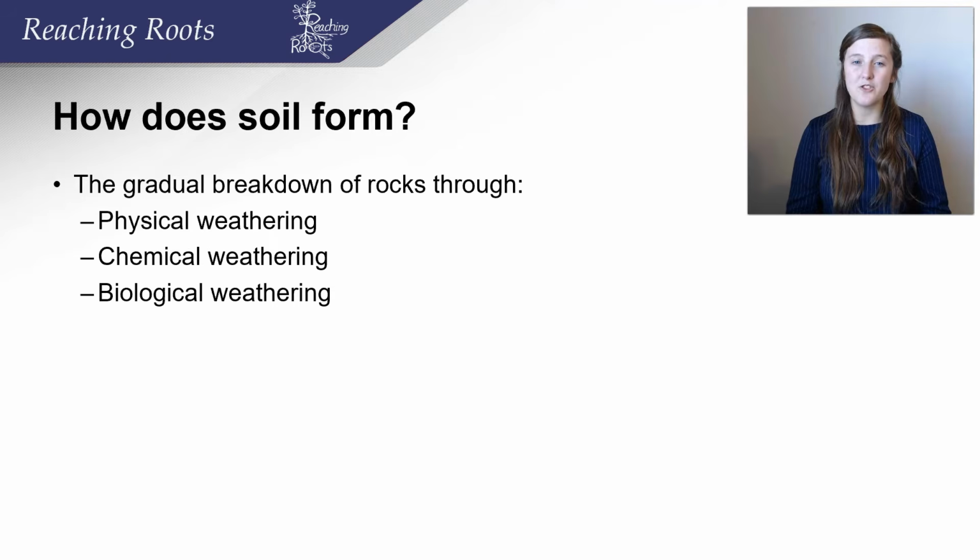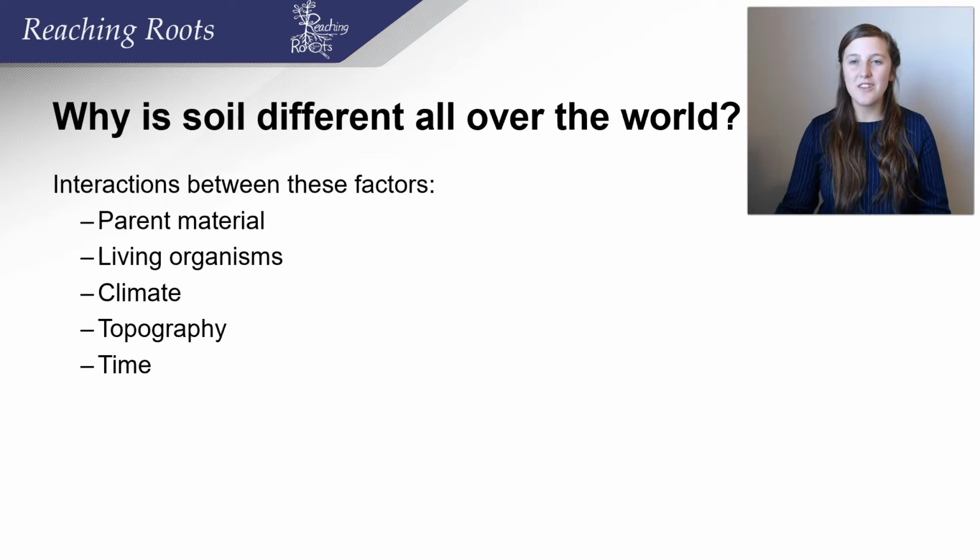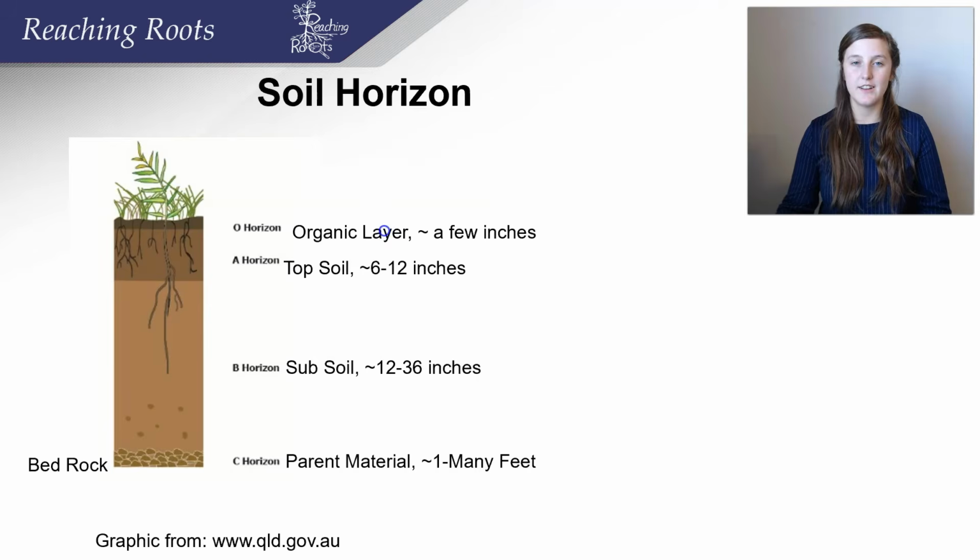Soil forms from the gradual breakdown of rocks through physical weathering, chemical weathering, and biological weathering. Soils are different around the world because there's different interactions with the environment and the parent material, the rocks that soils form from. There's also different climates in different areas, time, and topography. Soil is made up of layers.